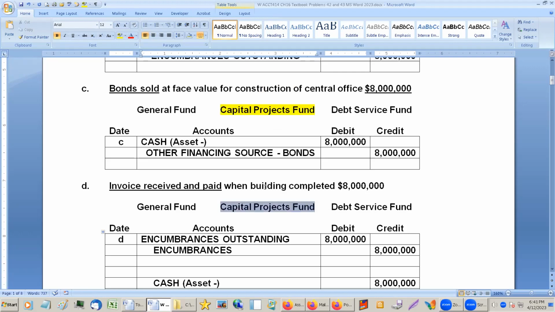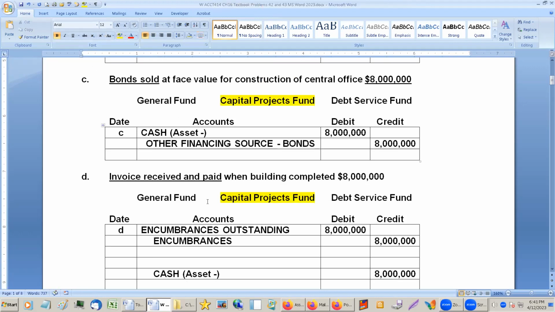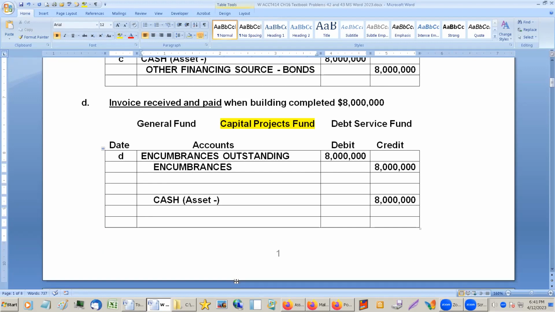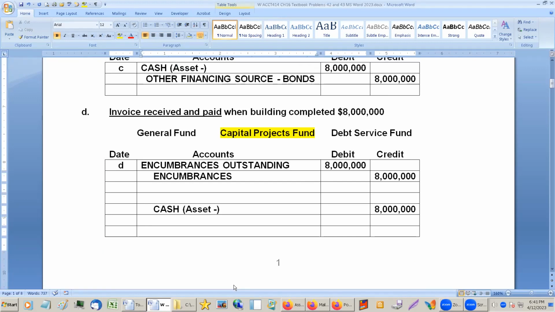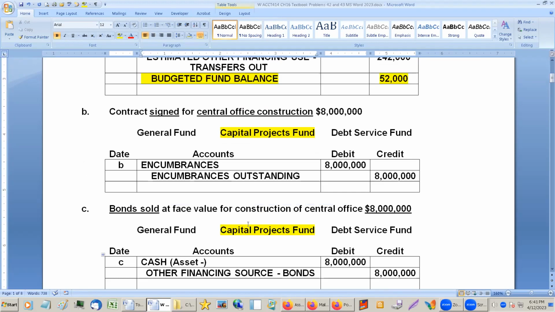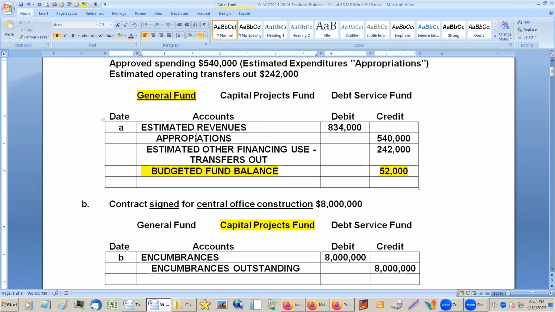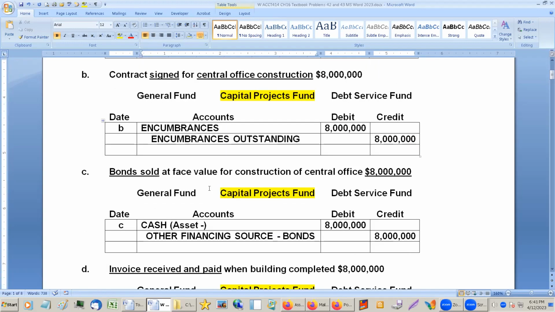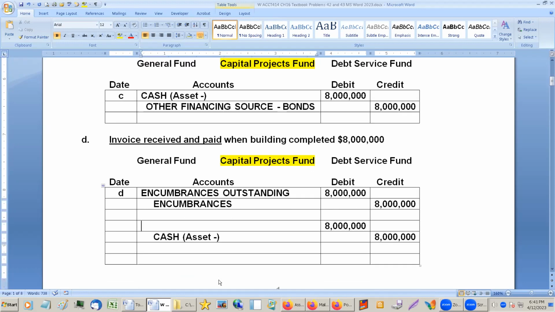Oh, first of all, this is a capital projects fund. Now, we don't have long-term liabilities. We also don't have long-term assets on the books. So would this one be the appropriation? It actually will be similar to appropriations. Those are just estimated expenditures, but this will just be an expenditure. Oh, just make it an expenditure.